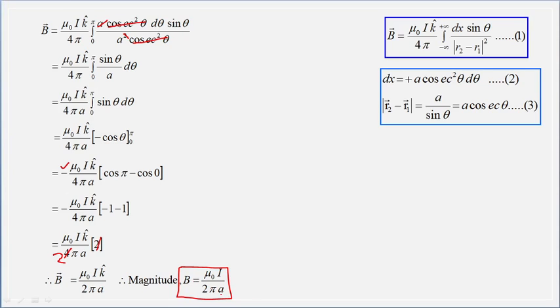Now, at the same distance, the magnetic field will be the same. That means when you have a straight wire like this, then at the same distance around it, at a distance A, the field will be A. This magnetic field line is perpendicular to the wire.